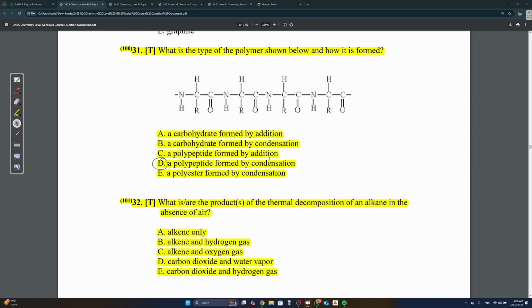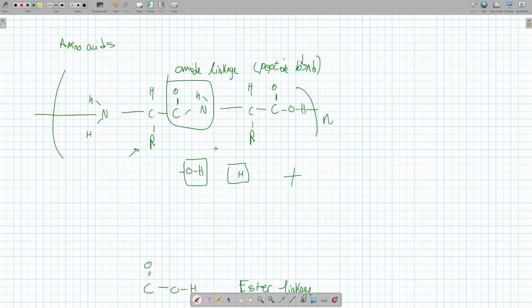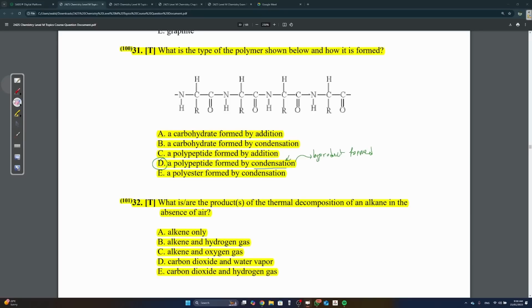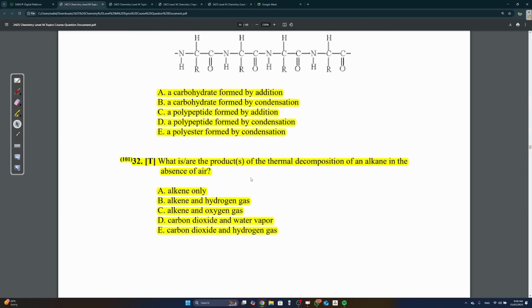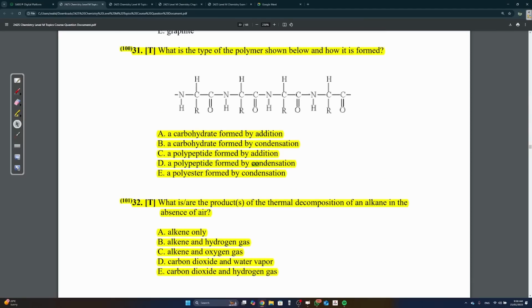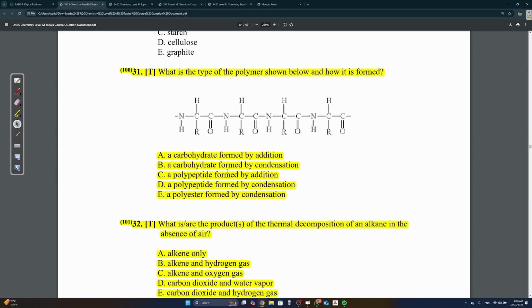Why is it D? It's because of the condensation. You have a byproduct formed. In addition, you only have one product formed. Remember, although we're using the same repeating subunit, we're forming water each time, so that's why it's considered a condensation polymer. I made a mistake on this question, so you should remember it. So it's a polypeptide formed by condensation for the proteins. How do you know it's a protein? Because of this R side chain.